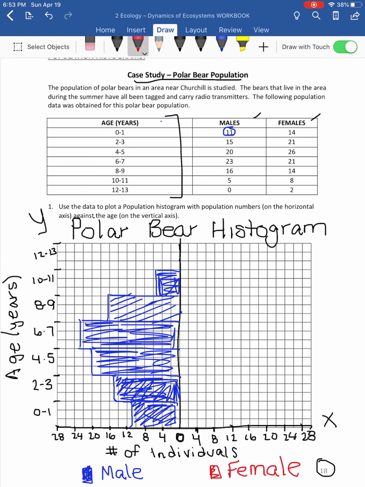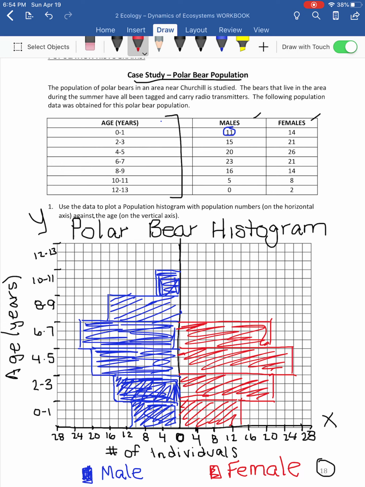All right, flipping over to the female side. 14 individuals in the first age range. Okay, 21. 26. 21. 14. 8. And 2.